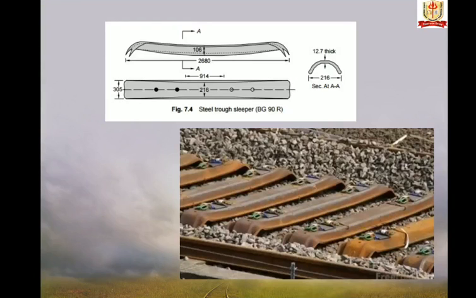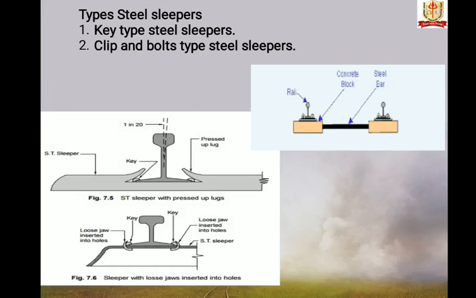This is an image of steel sleeper. Types of steel sleeper: key type steel sleeper and clip and bolt type steel sleeper. In the first image, in this type of steel sleeper, wedges or keys are used for holding the rails in pressed up lugs or in a loose jaw fitted on either side of the rail seat of the sleeper. The lugs are formed by pressing out the metal of the inverted trough channel section as shown in the figure.